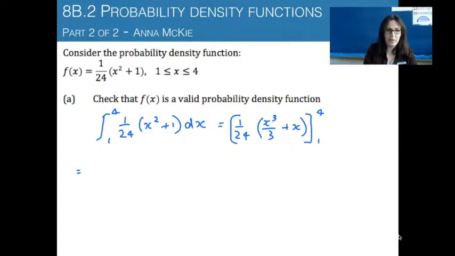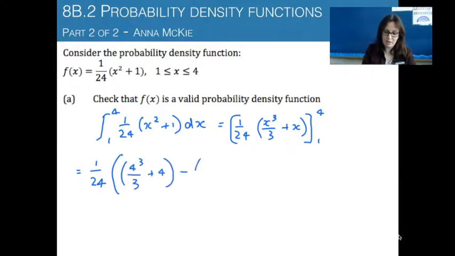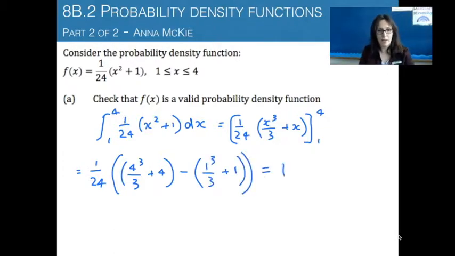I'll integrate that one by hand just to show you once. I'm going to bring the factor of 1 on 24 right out the front of everything. Then first of all, where I see an x, I'm going to sub in a 4, and then subtract off where you substitute in the 1. If you calculate that, you'll get the answer of 1.